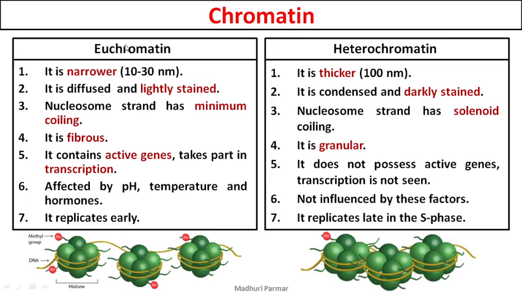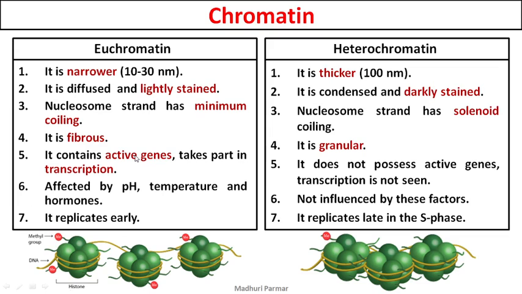Euchromatin is diffused in the nucleus and it is lightly stained. It will mostly appear clear in color. While heterochromatin is condensed. It is much more dense and it is darkly stained. The nucleosome strand has minimum coiling in euchromatin, while the nucleosome strand has solenoid or more than solenoid kind of coiling in heterochromatin. Euchromatin is fibrous while heterochromatin is granular.